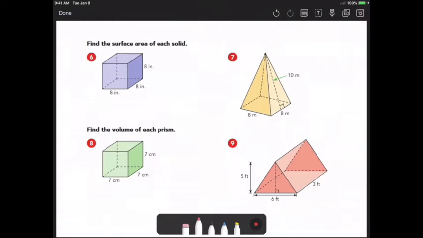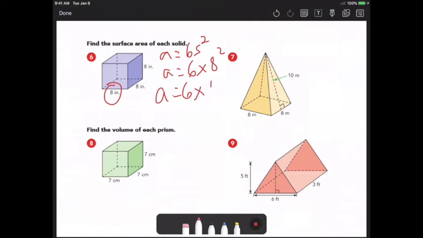Okay, so for number 6, area will equal 6 times s squared. So you have 8 here, so it's 8 squared. So area equals 6 times 8 times 8, 64. And then what you're going to do is you're going to do 6 times 64, and 6 times 64 is going to equal 384. So it's 384 inches squared.